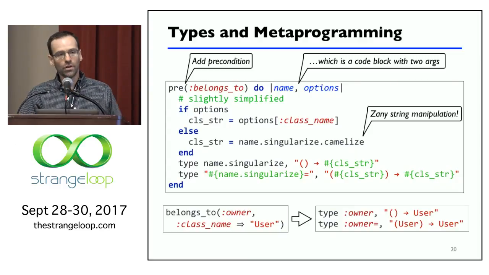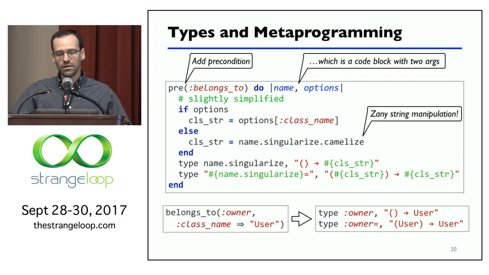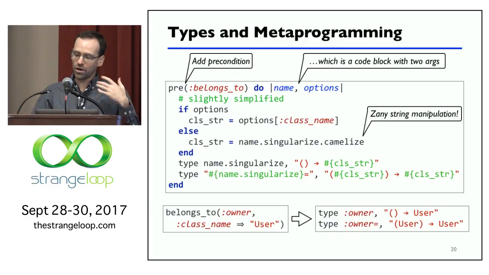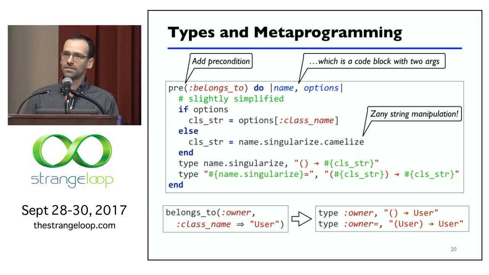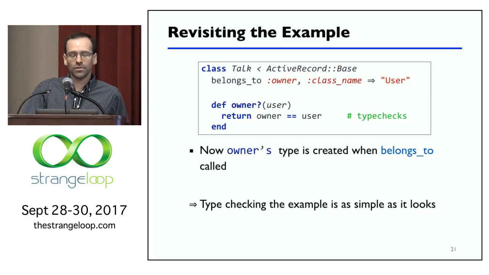And so now that belongs_to call, whatever kind of wacky thing it's doing to create the owner method at runtime, I'm just also having it create the type annotations at the same time, right? Which seems perfectly sensible. If you're going to go to all the trouble to create a method at runtime, it's really not much more trouble to create types for it as well. So now all of a sudden, this method that looked dead simple, that should be really easy to type check, as long as you have the right annotation for belongs_to, it is really easy to type check.